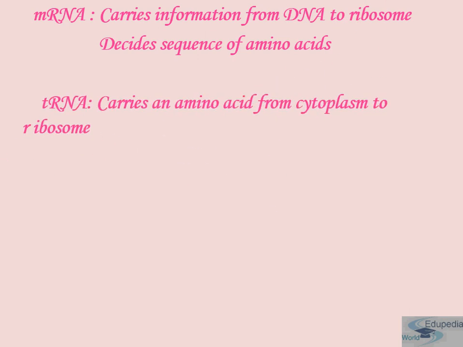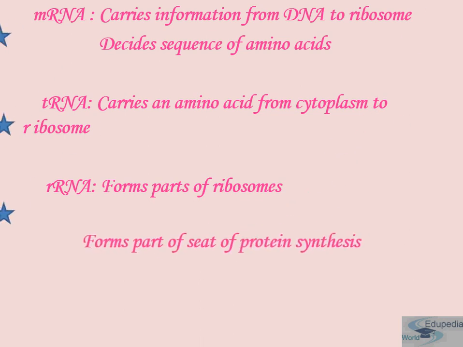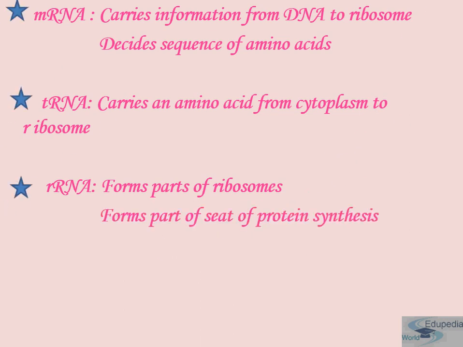Second RNA is tRNA. tRNA is transfer RNA. It carries an amino acid from cytoplasm to ribosomes. Okay. And third type of RNA is rRNA, that is ribosomal RNA. R is for ribosomal. So it forms parts of ribosomes and it forms part of the site of protein synthesis. That we will discuss in our later classes.